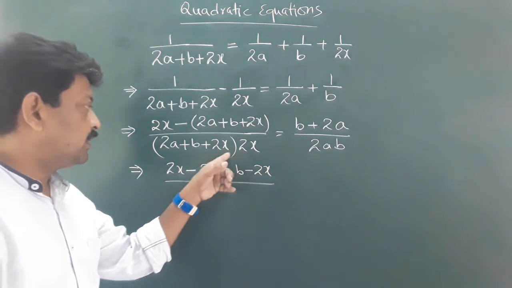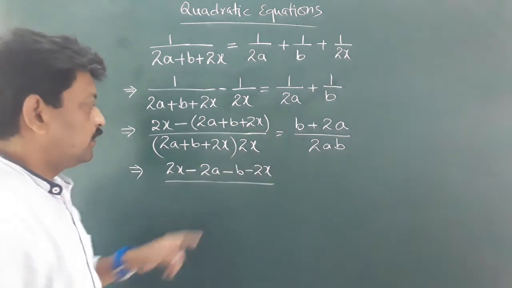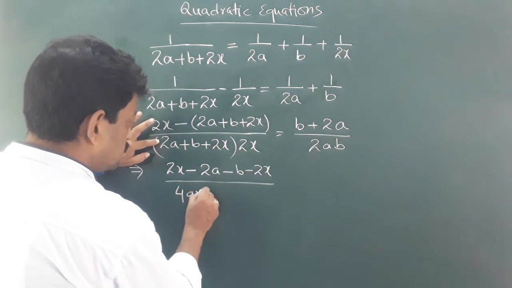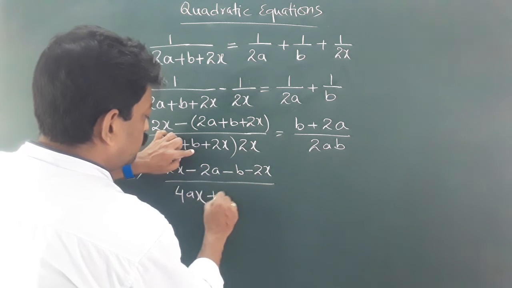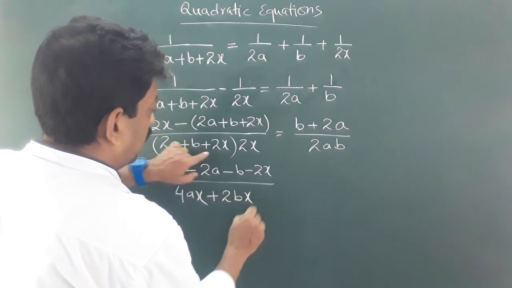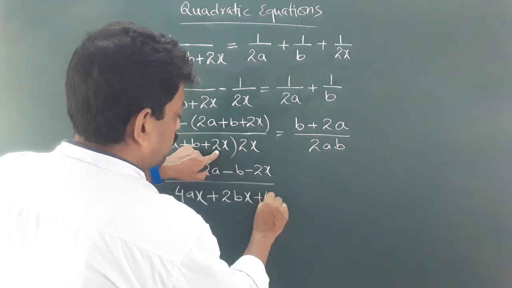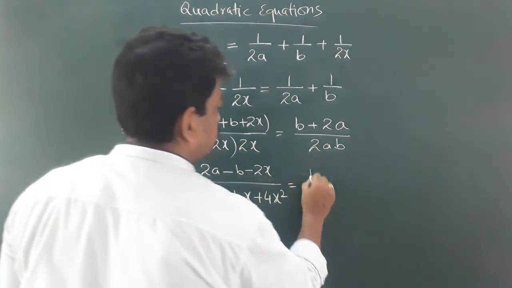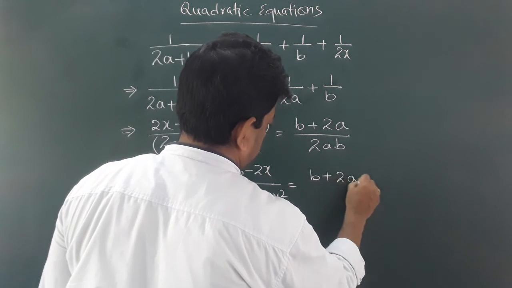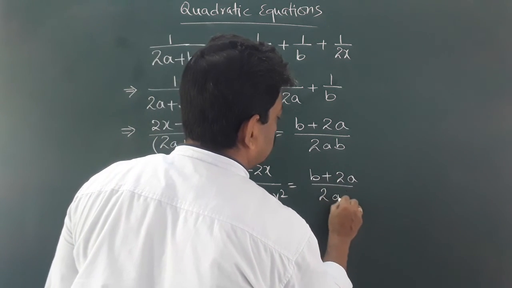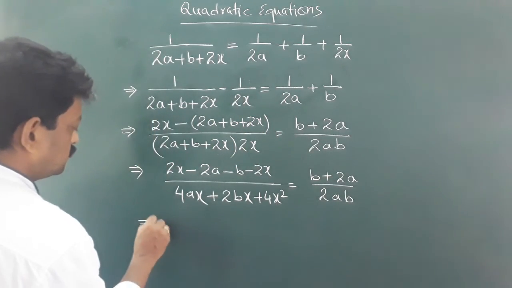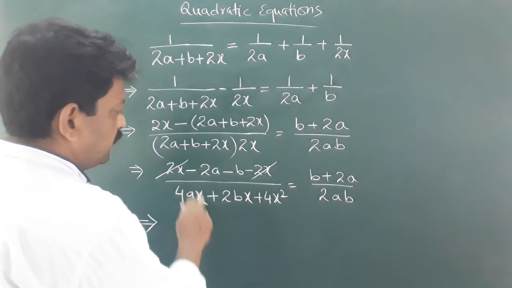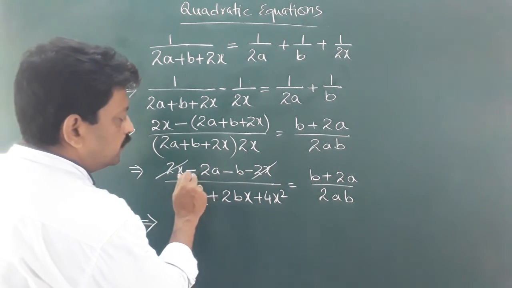and on the denominator let me multiply the whole thing. Simplify means multiply the whole thing with 2x. So 2a multiplied with 2x is 4ax, b multiplied with 2x is 2bx, and 2x multiplied with 2x is 4x squared, and here b plus 2a. 2x and 2x will be cancelled, plus 2x and minus 2x.